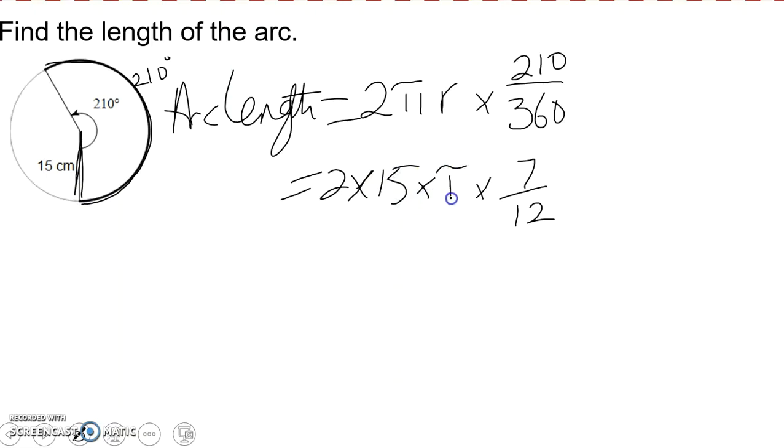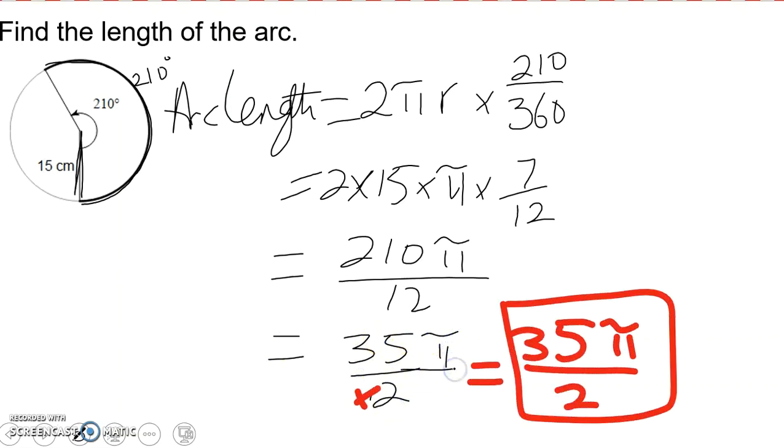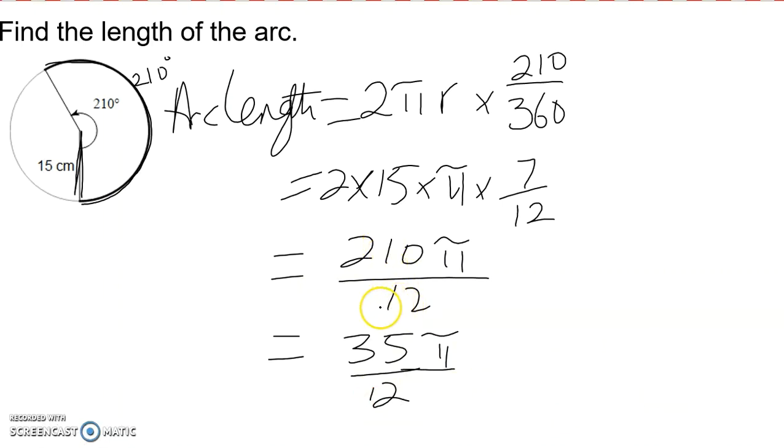If we are not asked to round, then we have to keep the whole answer. So we multiply 2 times 15 is 30, and 30 times 7 is 210. So we have 210 pi over 12. We can reduce it. It doesn't seem like it goes evenly, but we can write it in simplest form and keep it like that. That reduces to 35 pi over 12. So that's the arc length.